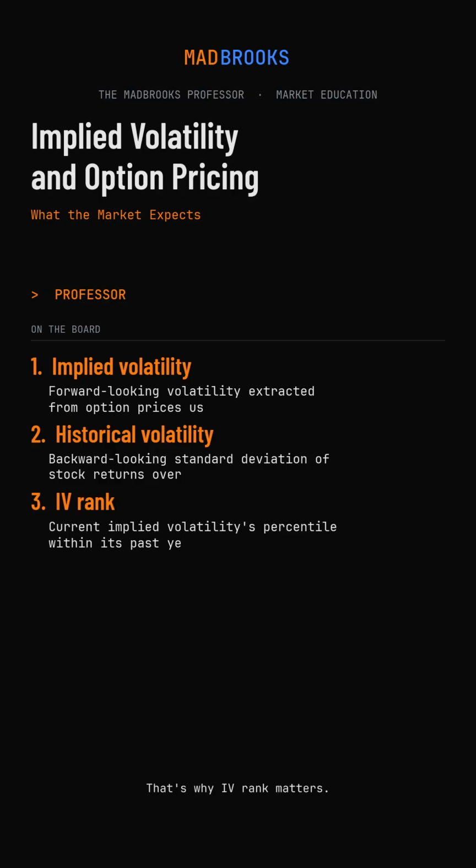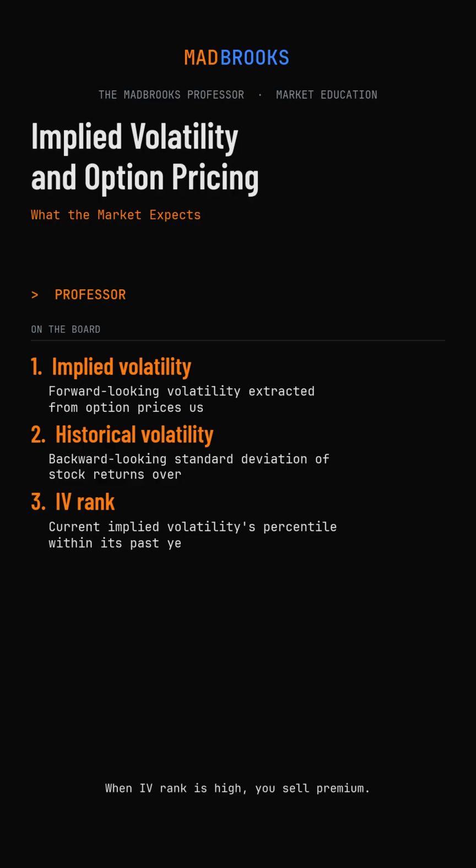That's why IV rank matters. IV rank compares current implied volatility to its range over the past year. If a stock's IV has been between 20 and 60% over 12 months and it's sitting at 55 right now, that's a high IV rank, maybe 90%. The current level is near the top of its historical range. If it's at 25, that's a low rank, maybe 10%. Same stock, different context, different strategies.